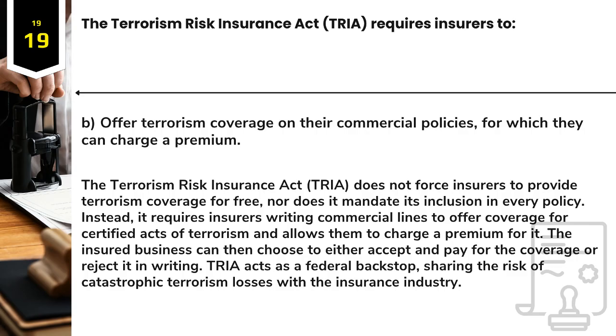Answer: B. Offer terrorism coverage on their commercial policies, for which they can charge a premium. The Terrorism Risk Insurance Act, TRIA, does not force insurers to provide terrorism coverage for free, nor does it mandate its inclusion in every policy. Instead, it requires insurers writing commercial lines to offer coverage for certified acts of terrorism and allows them to charge a premium for it. The insured business can then choose to either accept and pay for the coverage or reject it in writing. TRIA acts as a federal backstop, sharing the risk of catastrophic terrorism losses with the insurance industry.